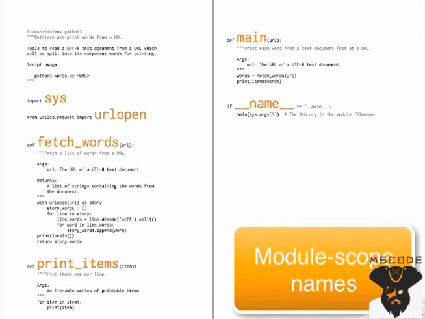Module scope name bindings are typically introduced by import statements and function or class definitions. It is possible to use other objects at module scope, and this is typically used for constants, although it can be used for variables.